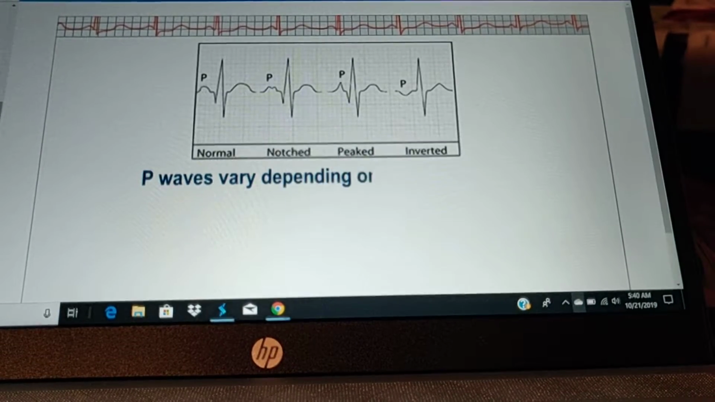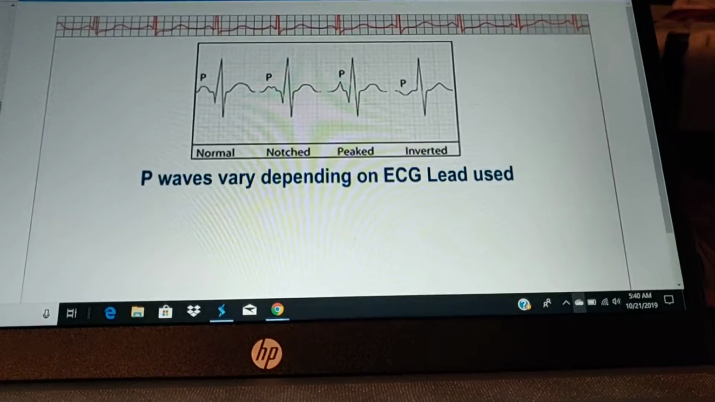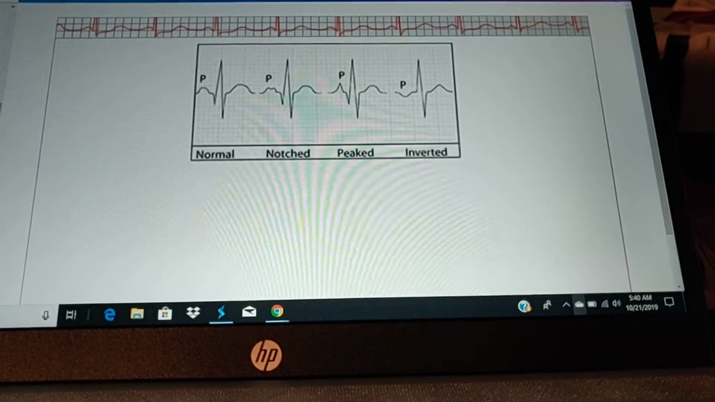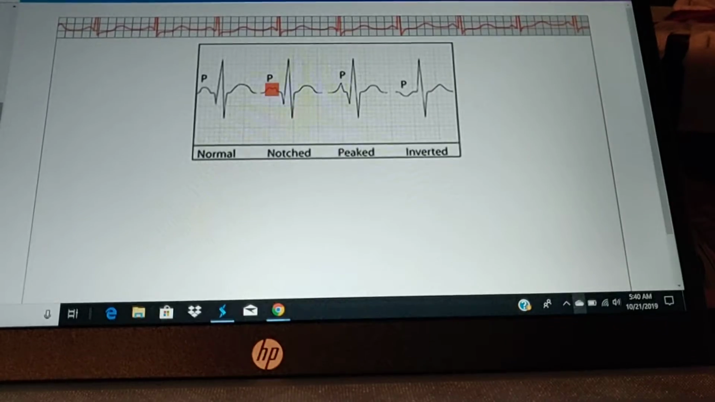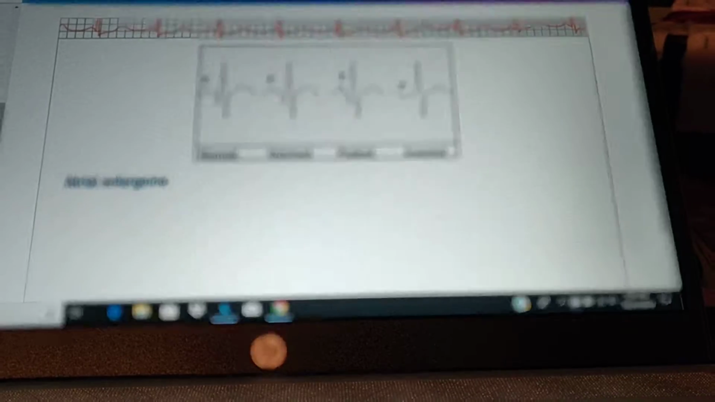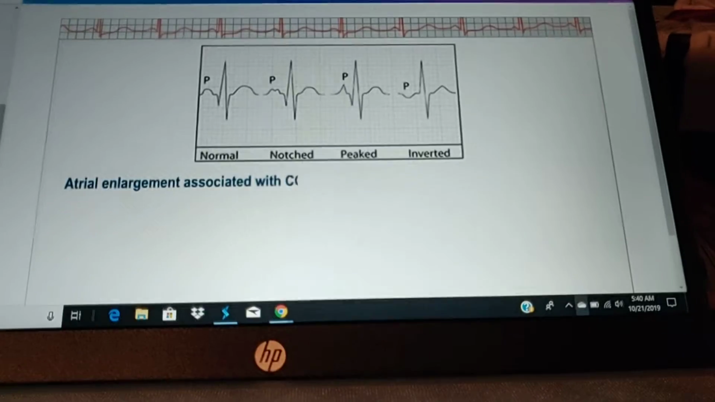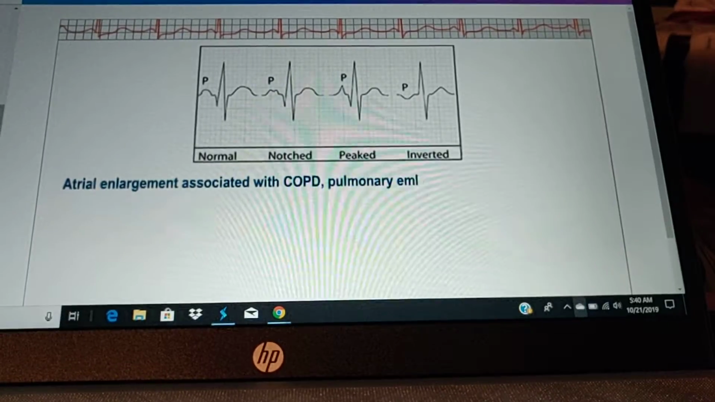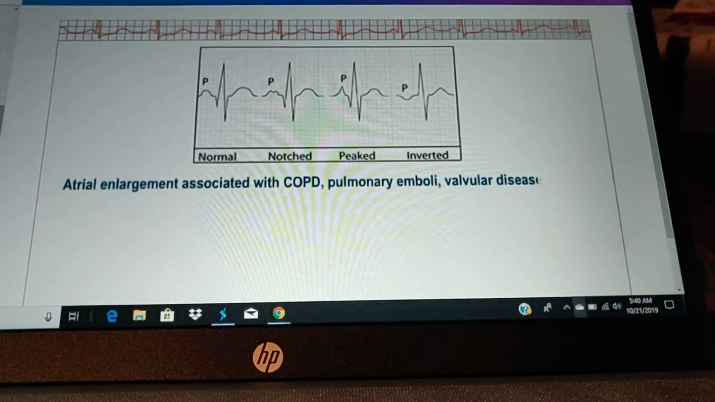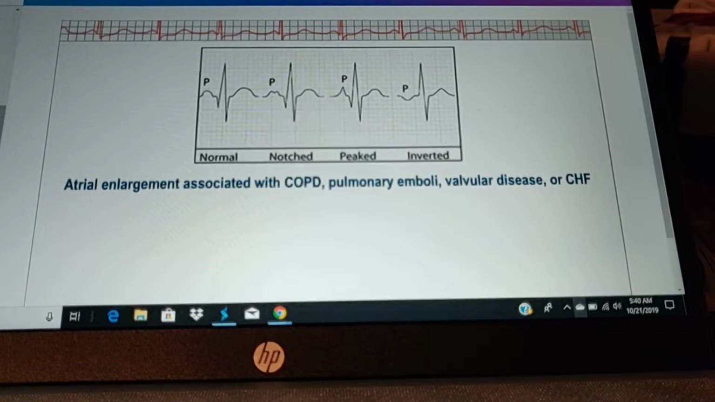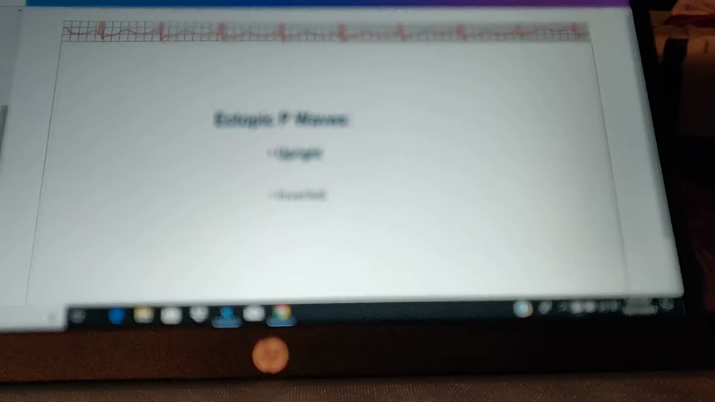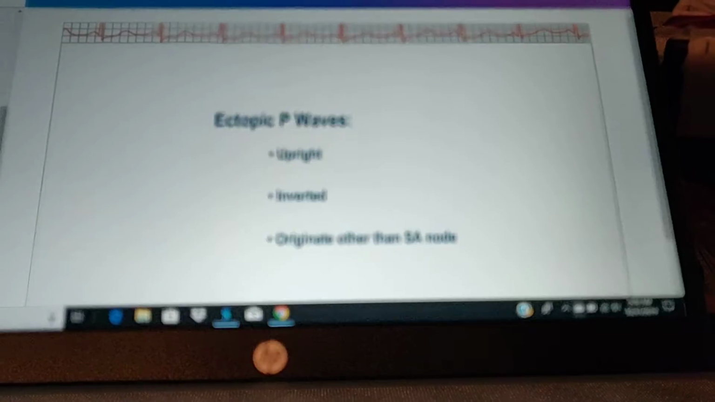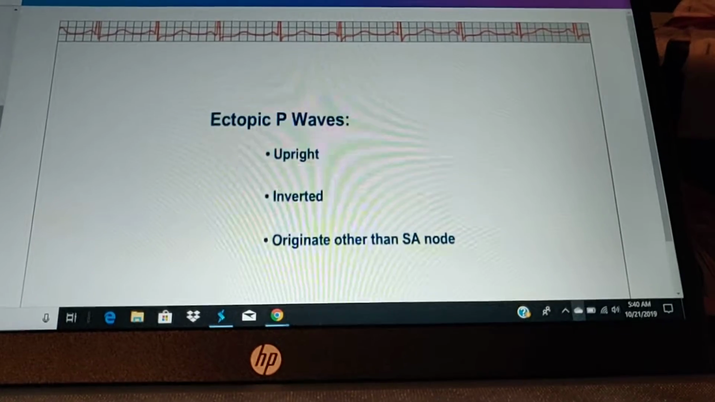Some variants will depend on the ECG lead used, but some configurations indicate a problem in the atria. If the P wave configuration is pointy, notched, or double bumped, it may indicate atrial hypertrophy or enlargement associated with chronic obstructive pulmonary disease, pulmonary emboli, valvular disease, or heart failure. Ectopic P waves may be upright or inverted. They originate from somewhere other than the SA node.